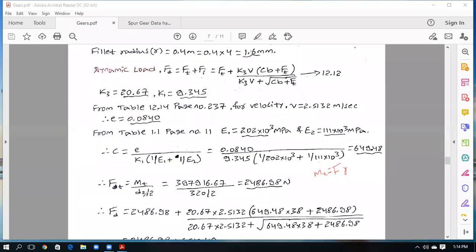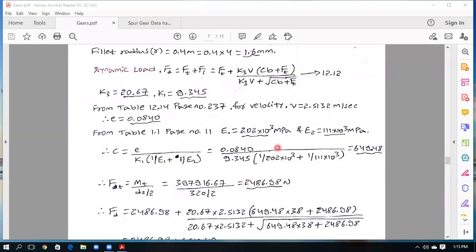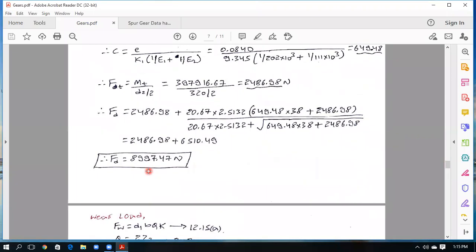Here you are designing it for the gear, that's why it will be d2 divided by 2. Substitute the value of d2, MT is calculated, substitute both the values, therefore Ft you will get as 2486.98. Once you get this value, substitute that in the above equation, and you will get the dynamic load as 8997.47 Newton or 8.99 kilo Newton. This is the dynamic load.